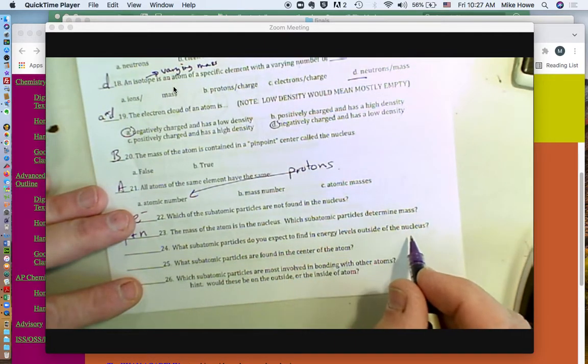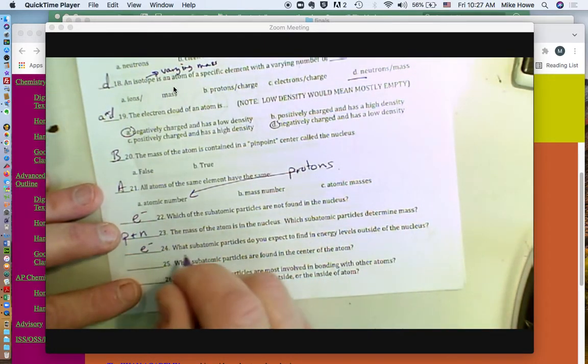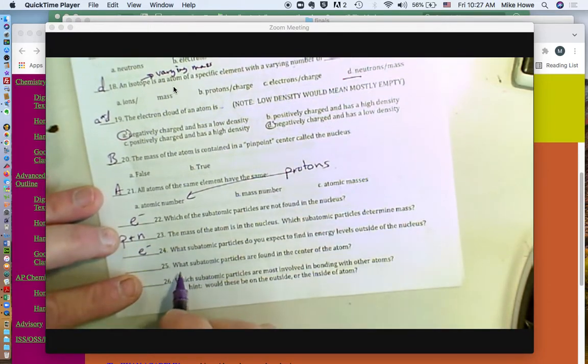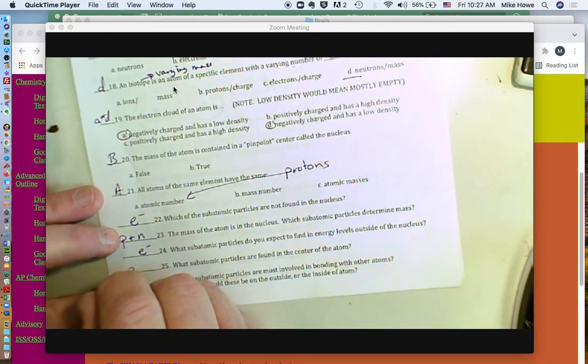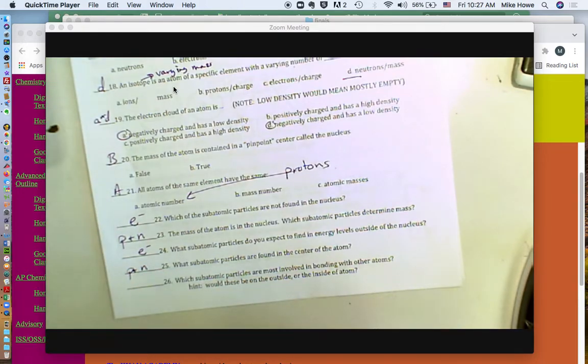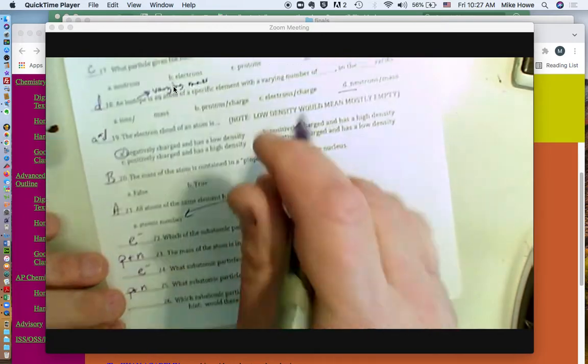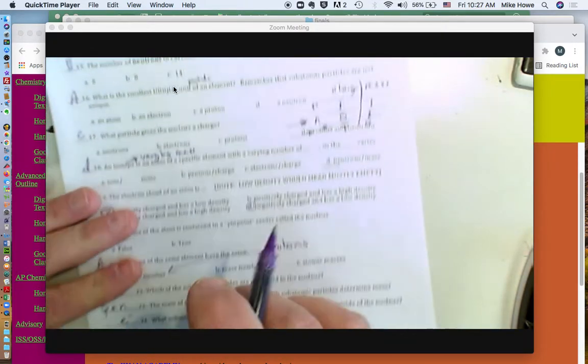Subatomic particles you expect to find at energy levels outside the nucleus, that'd be the electrons. The subatomic particles in the center would be the protons and the neutrons. Which one is most involved in bonding would be the ones on the outside. And the ones on the outside out in here, those are the electrons.